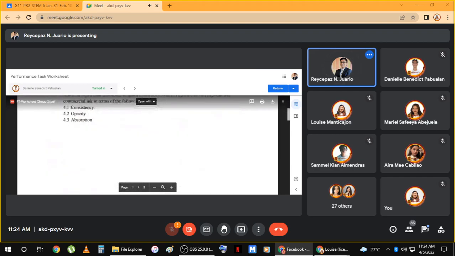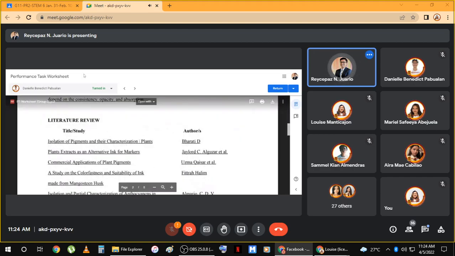Okay. Let's go to the next group. Any questions before we go to the next group? Our concern, sir, is our schematic diagram. So it will be changed, and only two boxes will remain. Yes, only two boxes. The second box would become your dependent variable. There is no need to label. What we will just put inside the box is the quality of the ink, in terms of opacity, absorption, what else? Consistency.